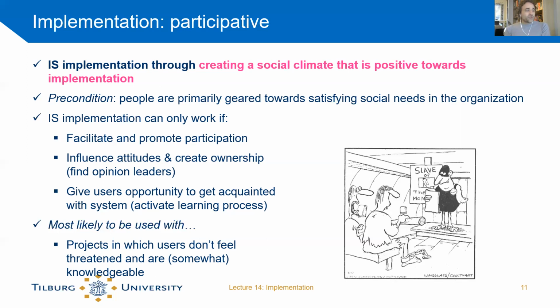And of course you also have to give people the opportunity to get acquainted with the system as well. So you have to activate the learning process. So people have to have the idea that they are involved in the implementation, but that they are socially involved. So make it a group learning effort, for example. So in short, this implementation strategy is basically using every social tactic at your disposal to convince people of doing what you want.